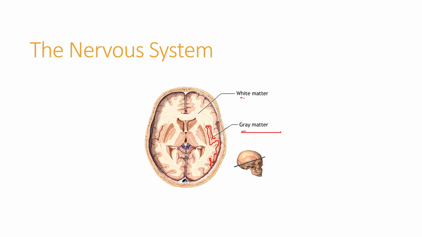The white matter, which is all the rest of the area, which is located here, is made of myelinated axons, also called tracts. It acts as a relay and coordinates communication between different brain regions.